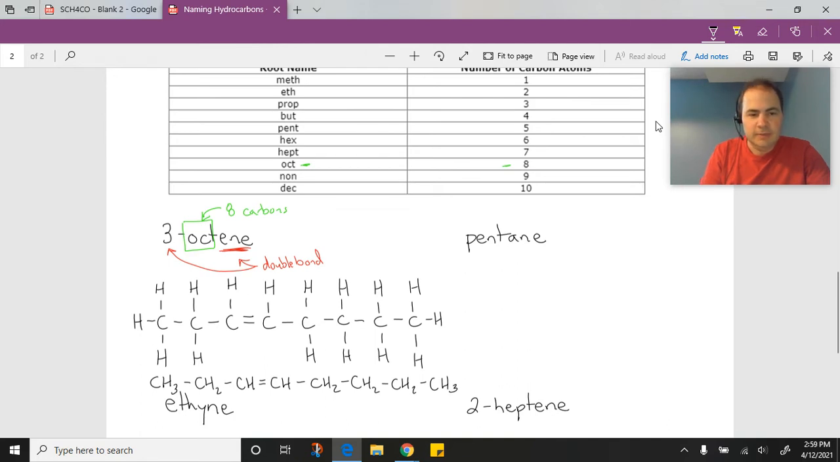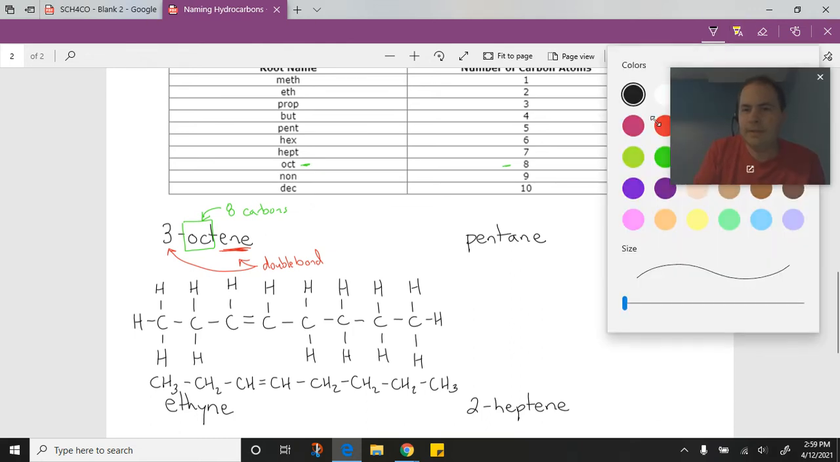And if I check, 1, 2, 3, 4, 5, 6, 7, 8 carbons, that's the oct. My double bond starts on carbon 3. All my hydrogens are there to account for all the other bonds that it needs to make for the carbons. And there's my structure. So you could use that expanded drawing. If you feel comfortable and you're like, I totally get this, I don't need it, I want something faster, then use the condensed drawing. All right, let's take a look at the next example here.